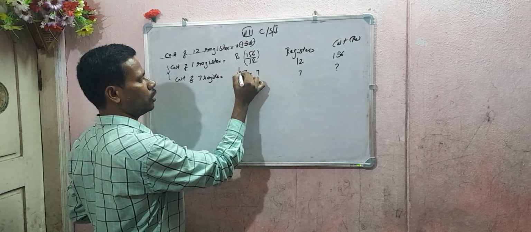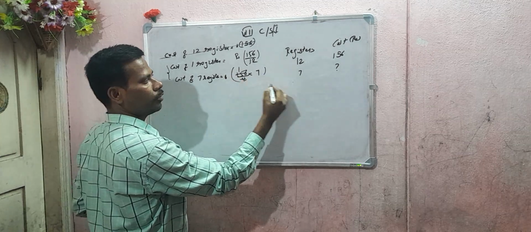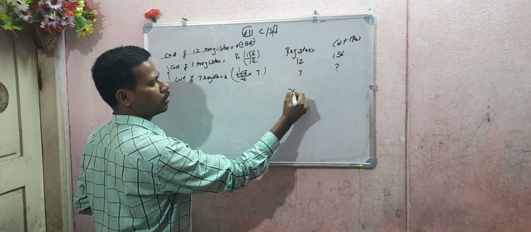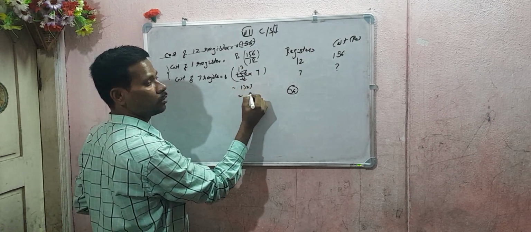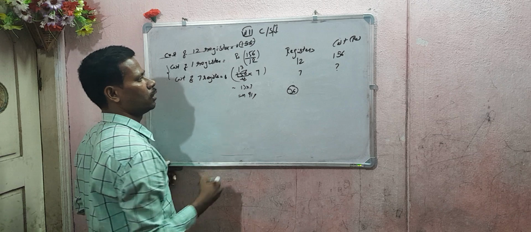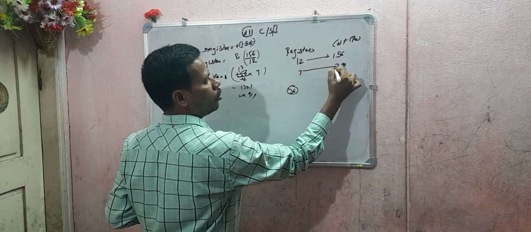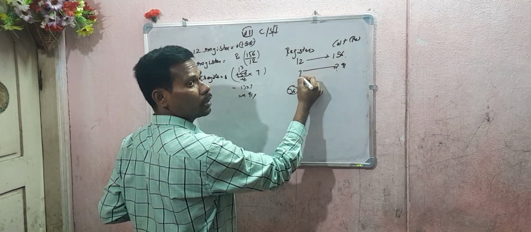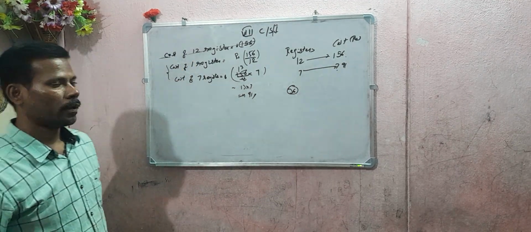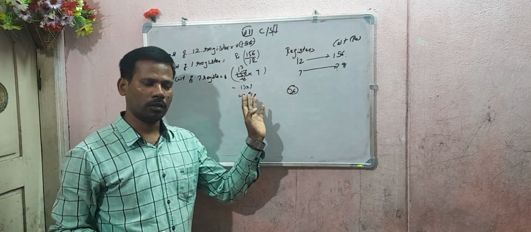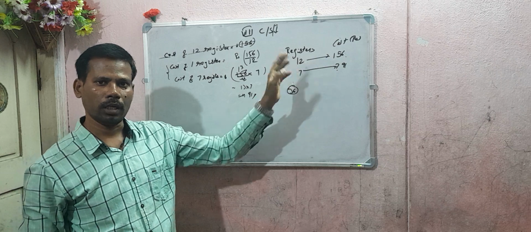So 12 ones are 12, 13, 14, 15, three digits are there. Next digit is 6. 12 threes are 36. 13 sevens are 91. Observe carefully: 12 registers cost 156, so registers are decreasing and cost is also decreasing. Is it clear? Very simple, students. First you need to convert to one, then see the question, then apply it.